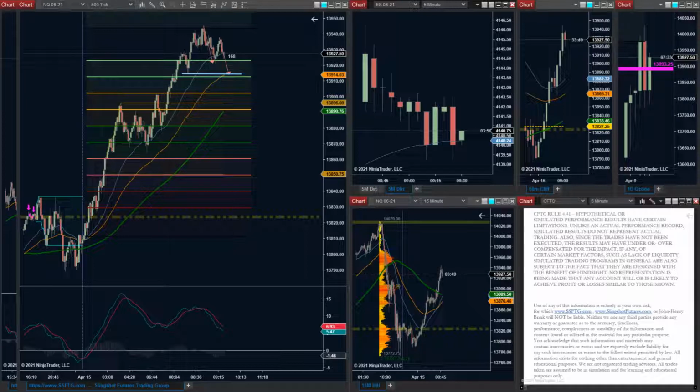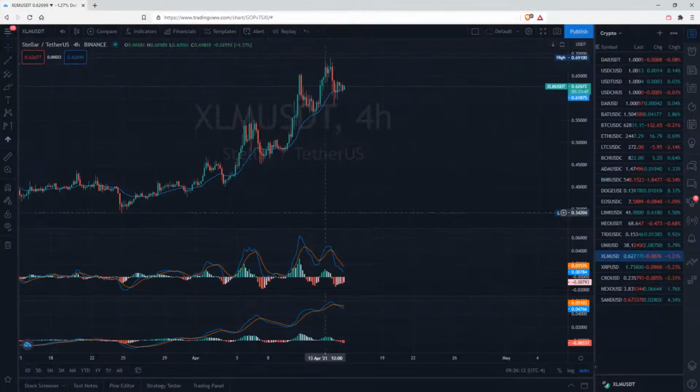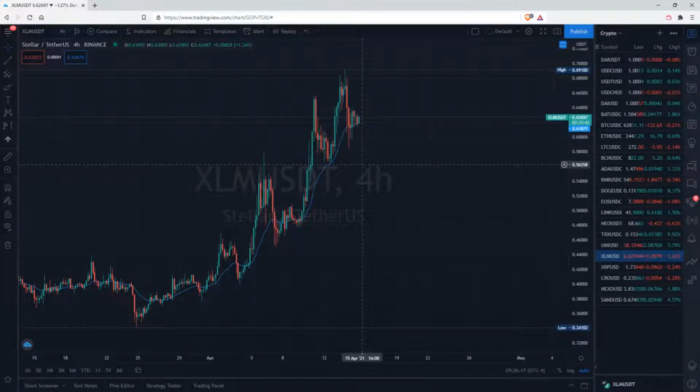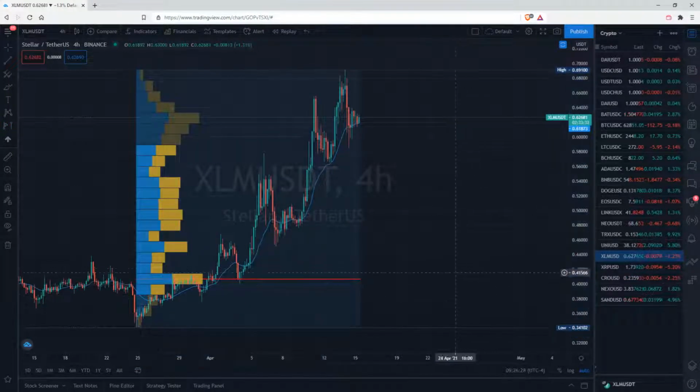So let me see XLM USDT on crypto. Here we've got Lumens on USDT, and this is on Binance, right? You can see the feed up here. So this is where I want to do my volume analysis. This is where I want to see where things are actually going. Very obvious low down there. We'll just go to the high.